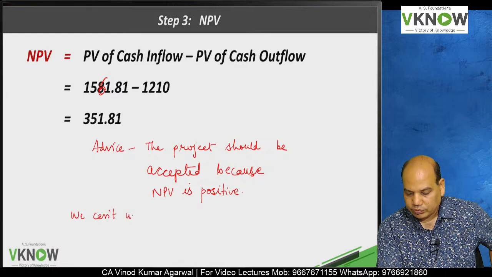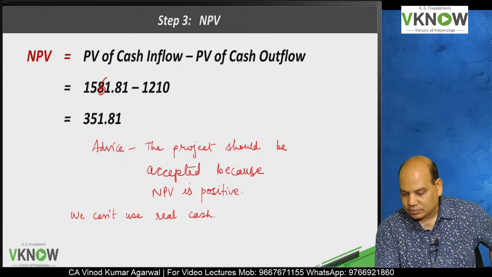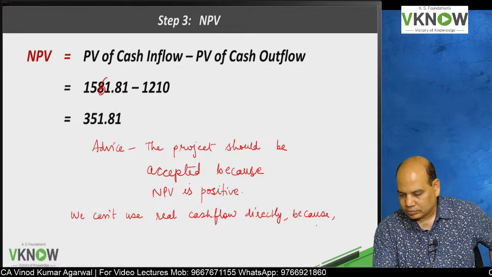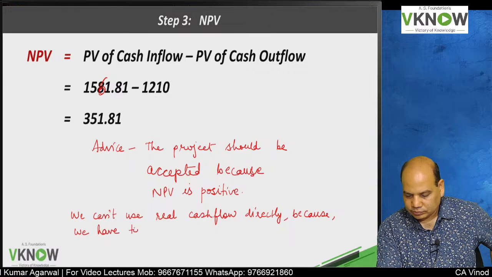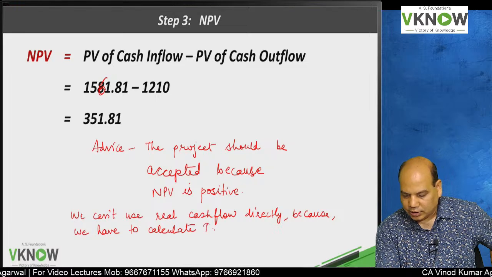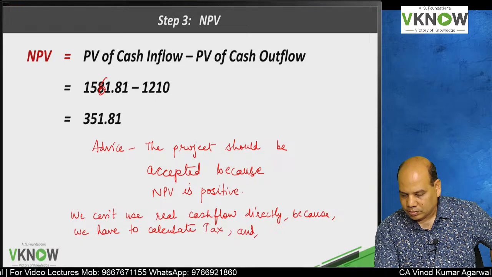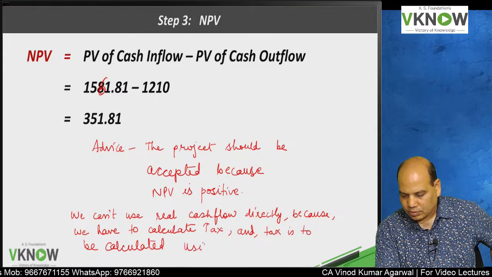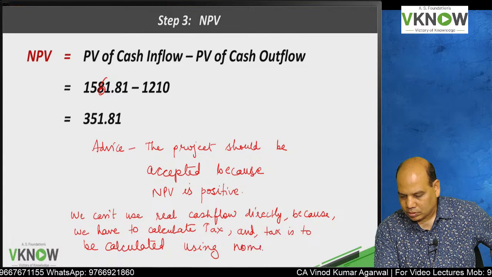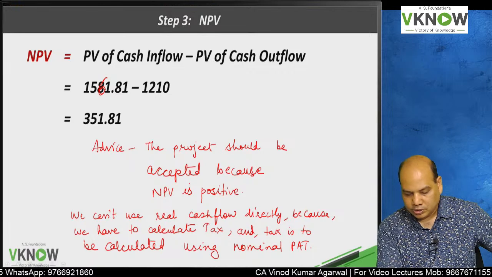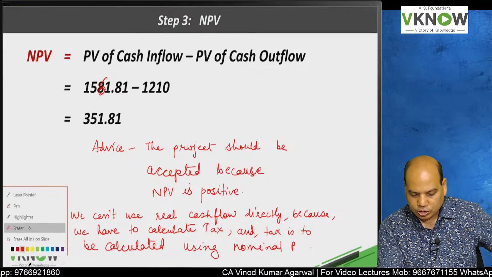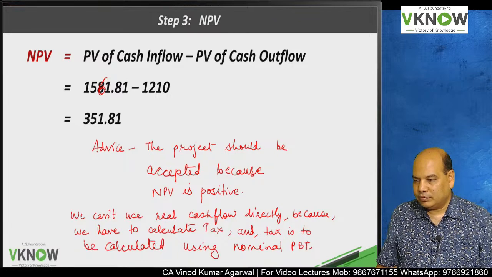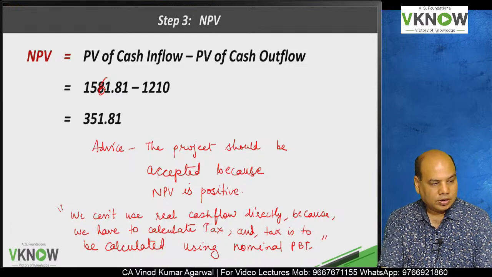We can't use real cash flows directly, because we have to calculate tax. And tax is to be calculated using nominal PBT, because government will not accept tax based on real PBT, right? In case you are interested, you can copy this note, otherwise not required.